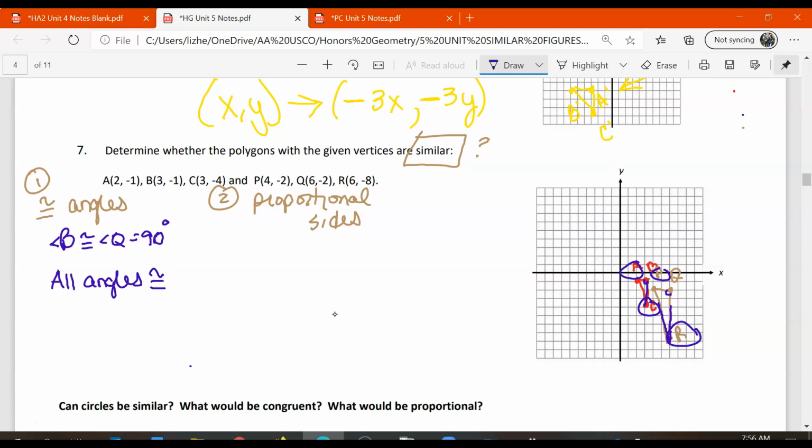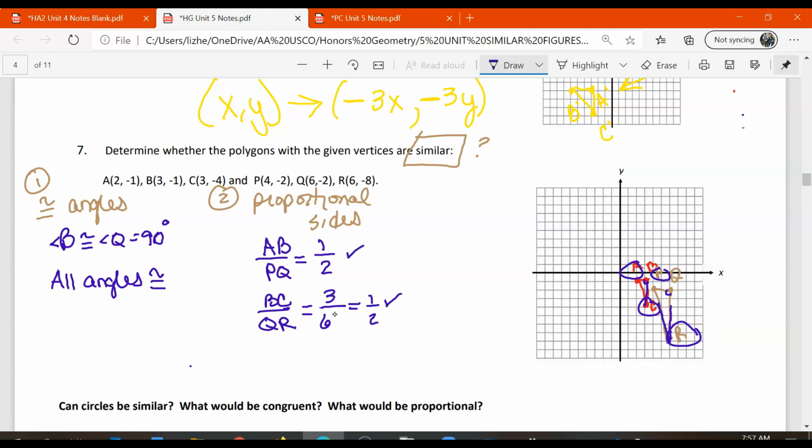But now we need to prove our sides. Looking at that, AB goes to PQ, and that's a horizontal line, and I can count that. So AB is 1, PQ is 2. All right. Next one, BC goes to QR. I can count that. BC is 3, QR is 6, which also simplifies to 1/2. Look at that, we have the same proportion for both of those.